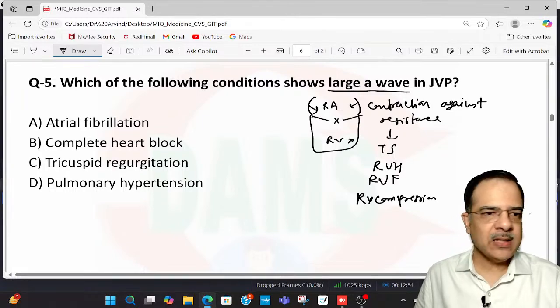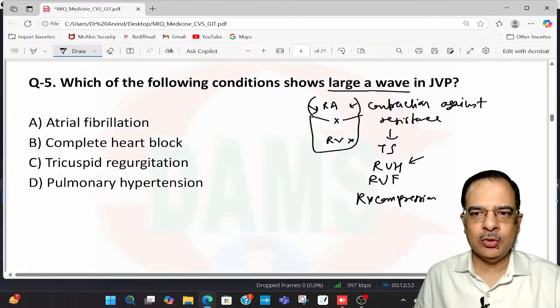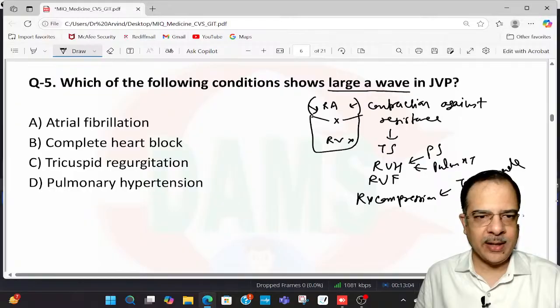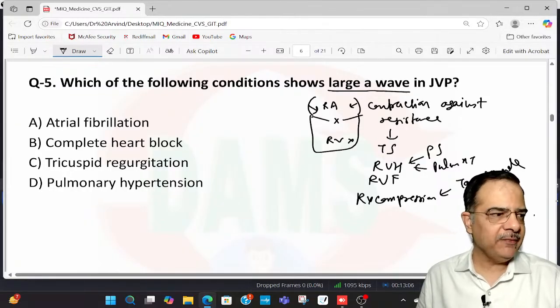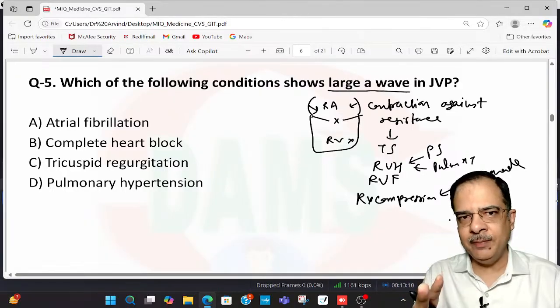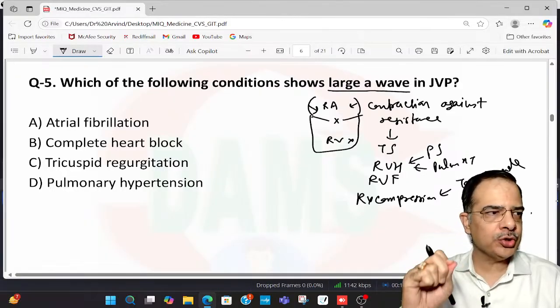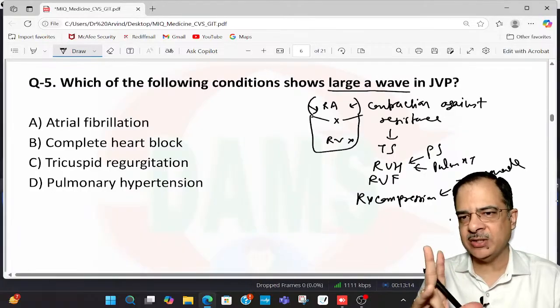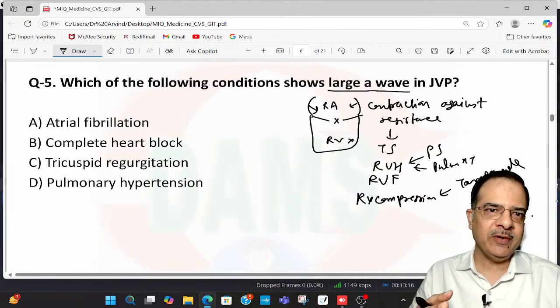If the right ventricle is compressed, RVH can be because of pulmonary stenosis or pulmonary hypertension, and RV compression can be because of tamponade. So let's see one by one and know this very important point: the JVP is one of the topics where one question is always and always asked. JVP, and the most common wave abnormality which is asked is the A wave abnormality.